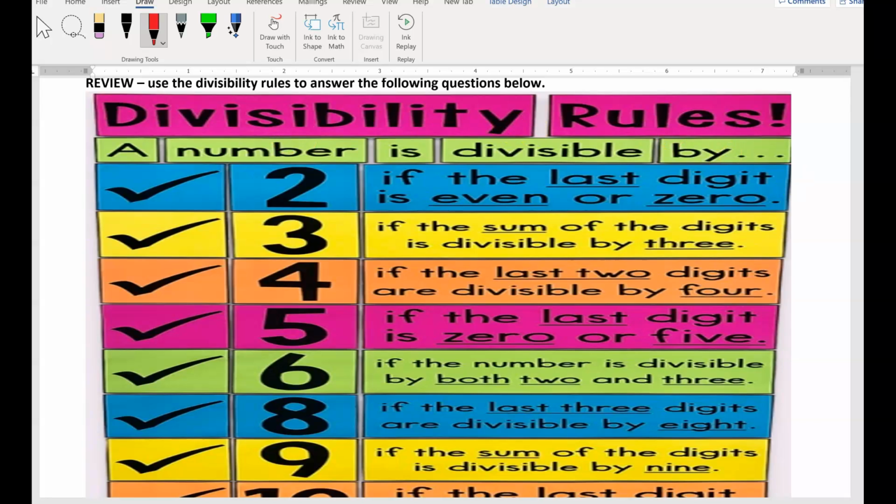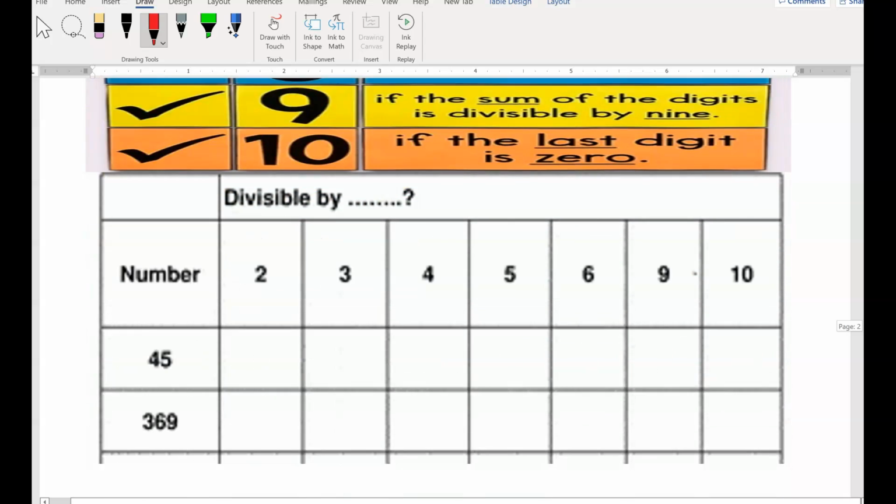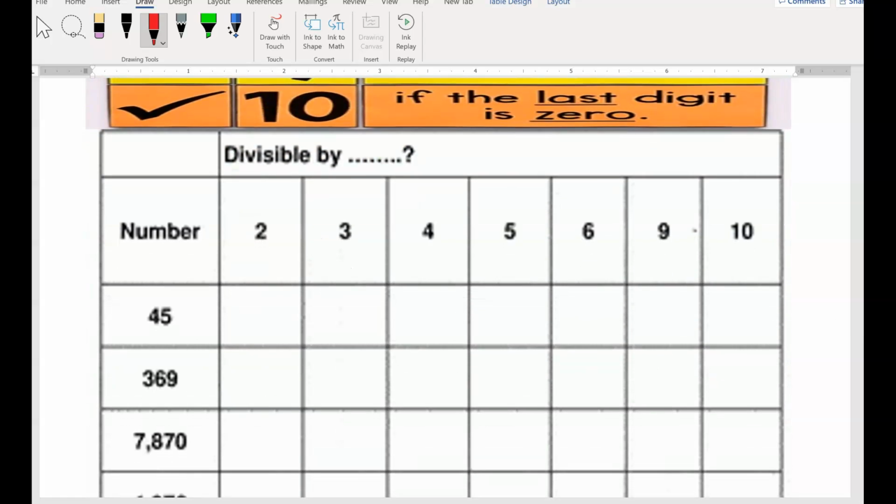And in the last part of this video, you're just going to finish this worksheet by practicing some of your divisibility rules. So you have your anchor chart here that tells you how to divide by 2, 3, 4, 5, 6, 8, 9, 10. And we'll go ahead and do one right here.